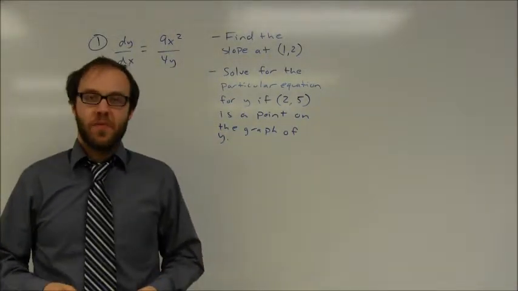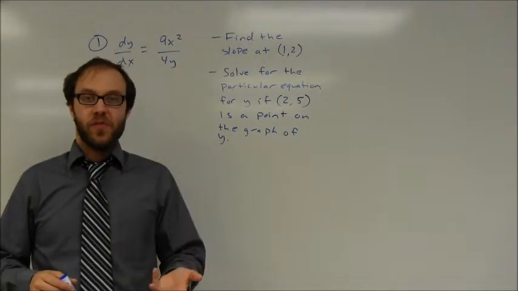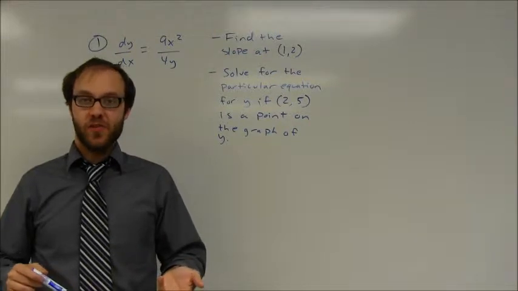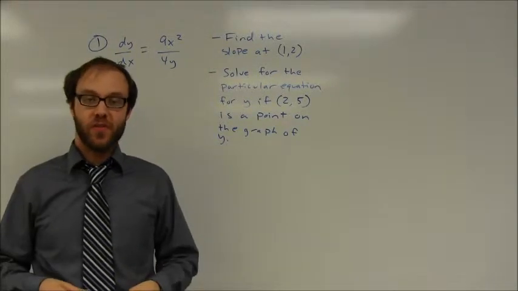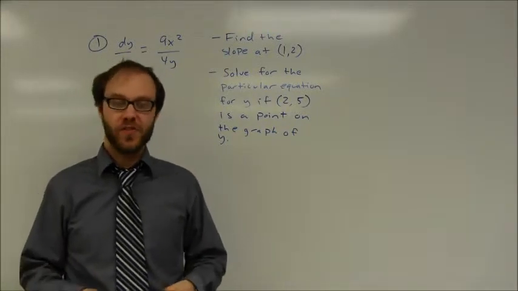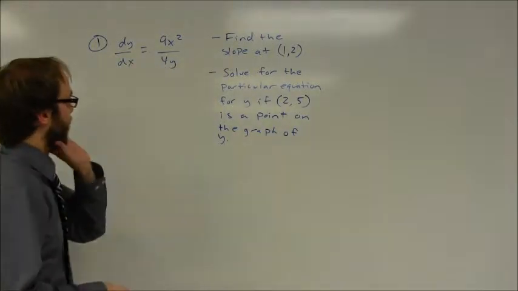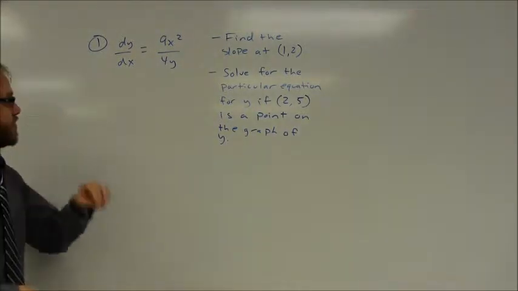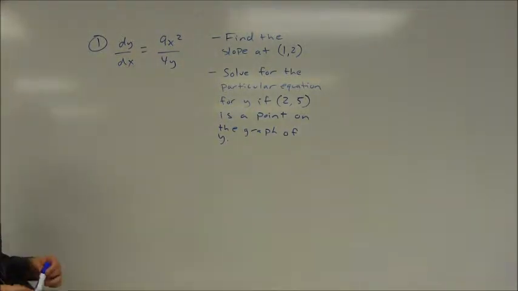I'm going to look at several problems in which I separate variables in differential equations to work backwards and find the original general equation, and in some cases the particular solutions for those general equations. So my first differential equation here is dy/dx equals 9x squared over 4y.